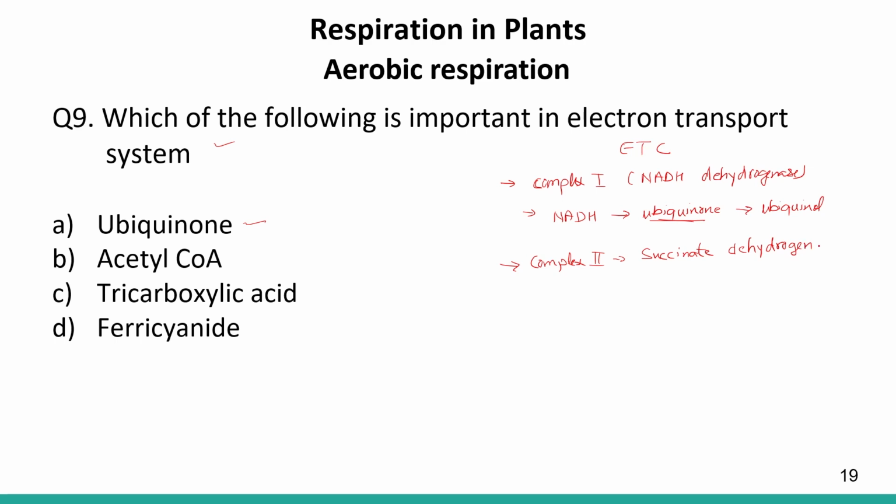So what does this complex do? This complex transfers the electron from succinate to ubiquinone. And then ubiquinone gets reduced, and the reduced form of ubiquinone is known as ubiquinol. Okay, so now here you can see that ubiquinone is very important for the electron transport system.